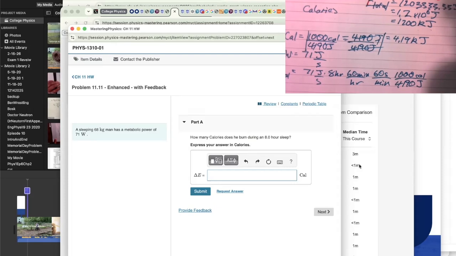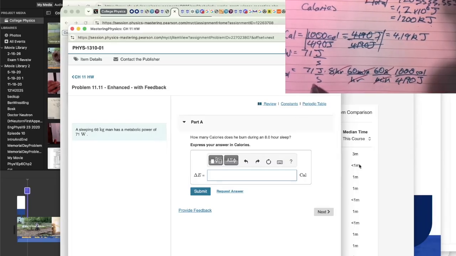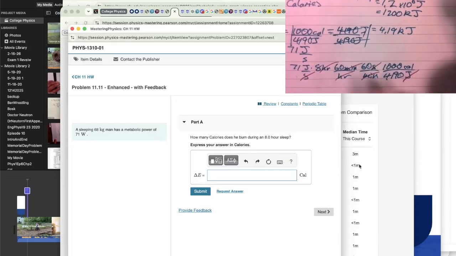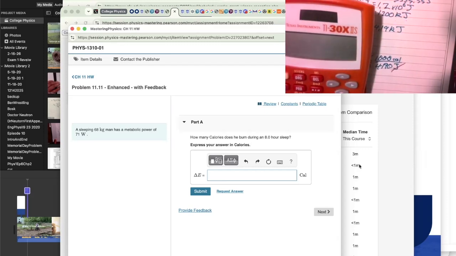Let's look at our units here. Let's make sure everything cancels. First of all, our hours are gonna cancel, and our minutes are gonna cancel here. That's good. Then our seconds will cancel. So now we just have joules left. And then here, look, our joules are canceling, and so we're gonna end up with calories. All right, so let's plug it in to our calculator.